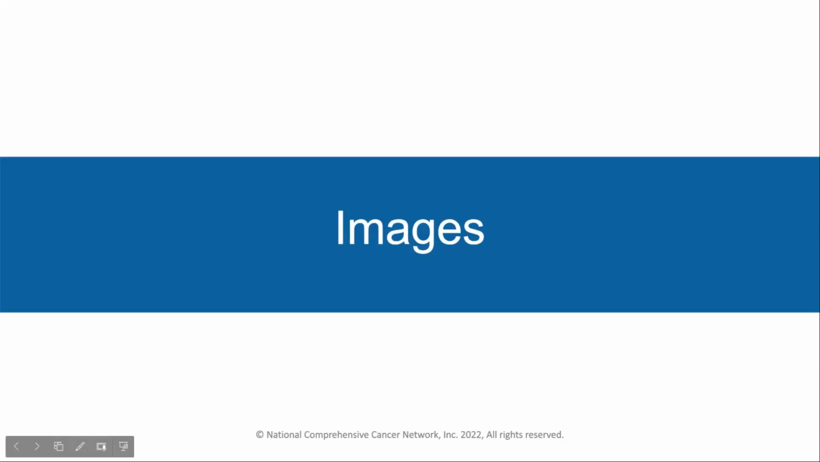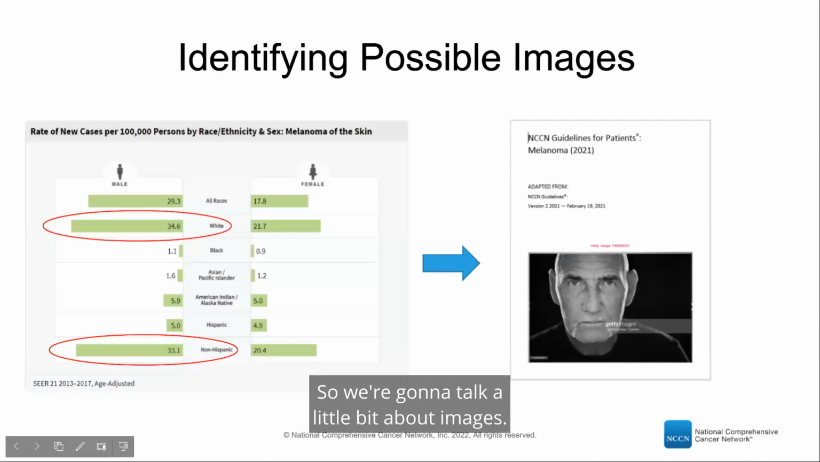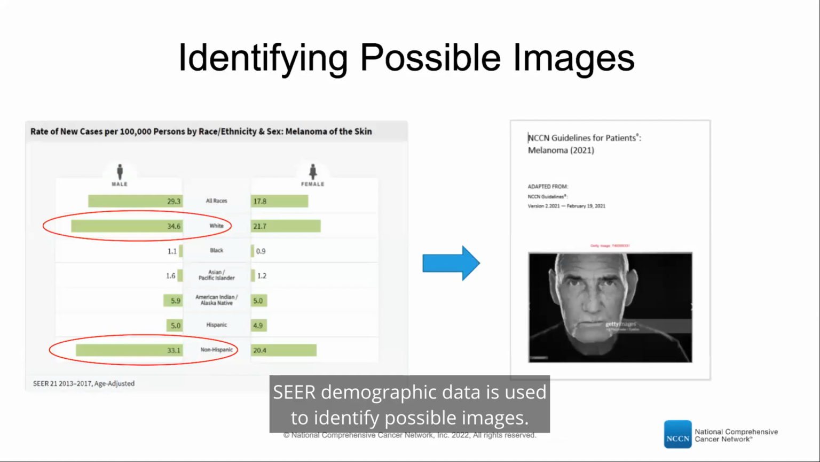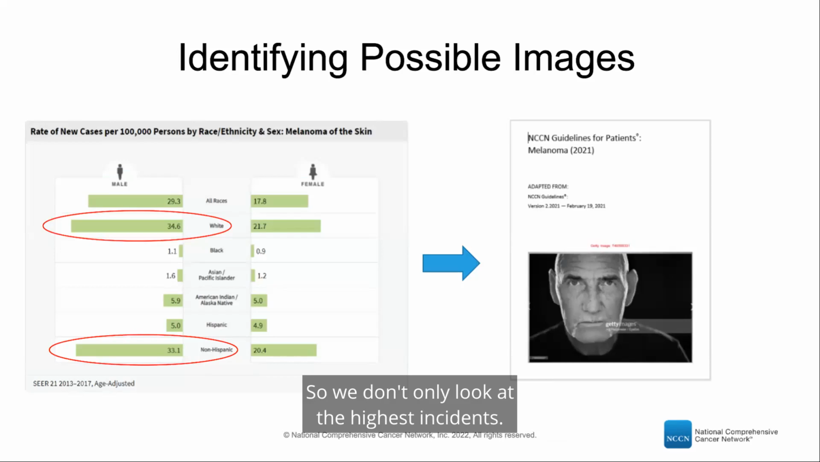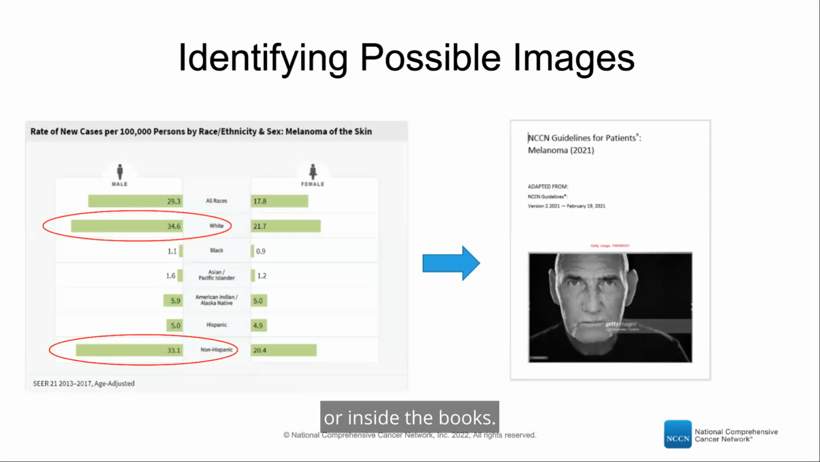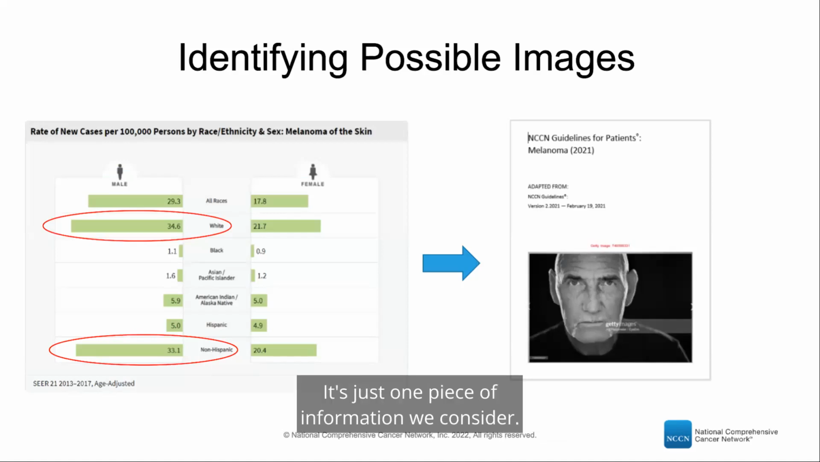Going beyond health literacy and the written word, a picture is worth 1,000 words. So we're going to talk a little bit about images. SEER demographic data is used to identify possible images. SEER stands for surveillance, epidemiology, and end results. We don't only look at the highest incidence, which in this case would be white, non-Hispanic. We don't just put the highest incidence on the cover or inside the books. It's just one piece of information we consider.